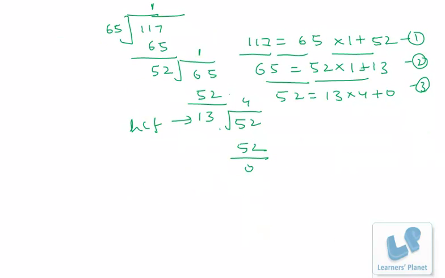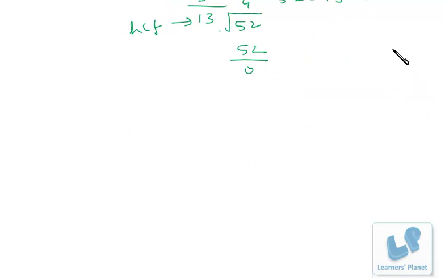Now from this equation, 65 is equal to 52 into 1 plus 13, right? So from here I just get the value of 13. So what that will be? Just see it over here. 13 is equal to 65 minus 52 into 1, right? Now I just put the value of this 52 from the other equation or other relation.